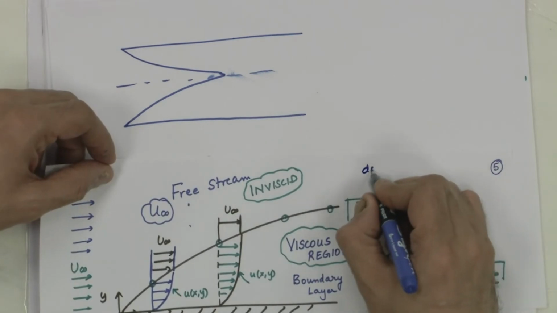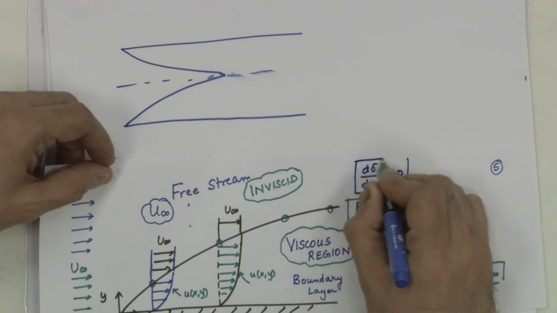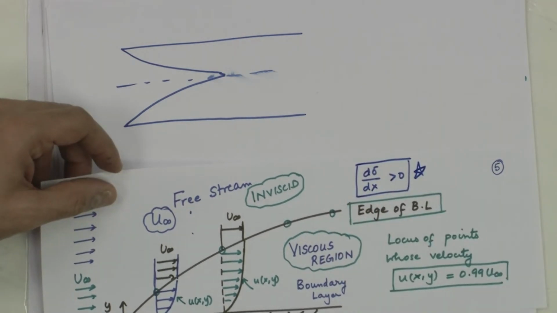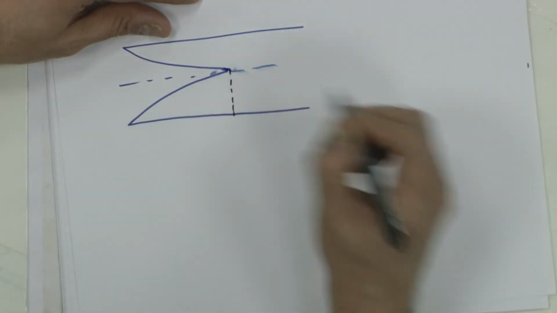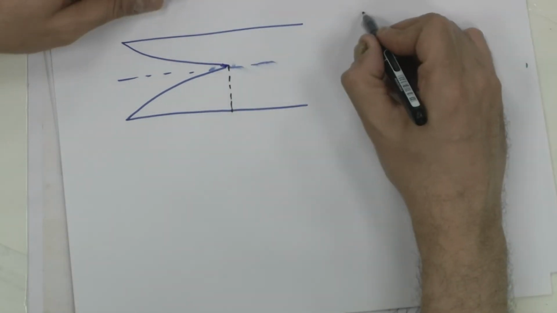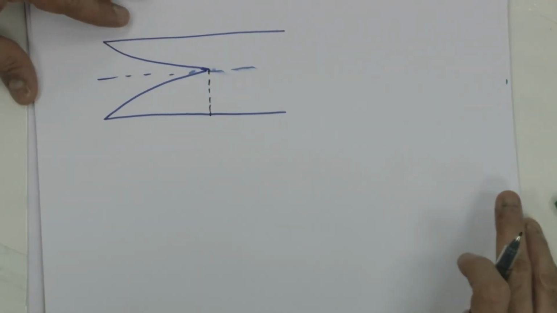Unlike external flow where the boundary layer was continuously growing, if I want to put it mathematically, d delta by dx is always greater than 0, correct. Boundary layer thickness is progressively increasing along the flow direction. Now, what are we seeing here? In case of internal flow, there will be a region after which the boundary layer has merged. The boundary layer merges after a particular distance.